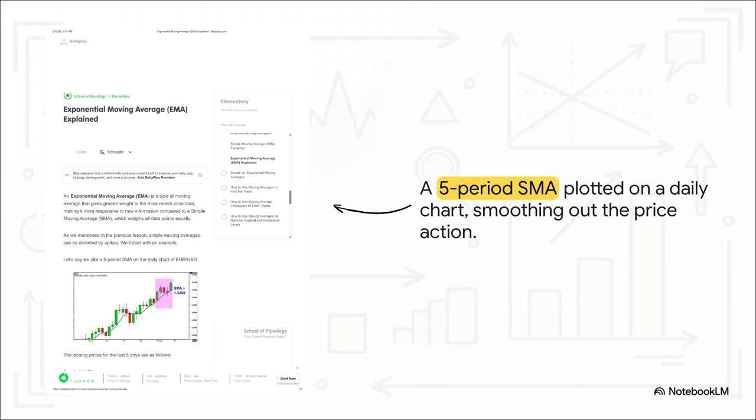And here is what it looks like in the real world. See that purple line cutting right through the price candles? It's so much smoother than the raw up and down price action. It gives you a much better general sense of direction, filtering out all those noisy daily highs and lows. It's just a clearer, less frantic view of what the market is actually doing.